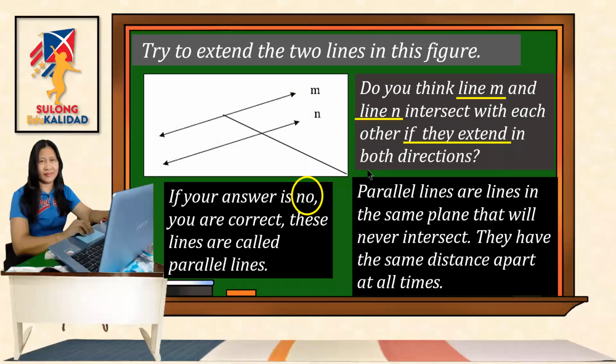What are parallel lines? Parallel lines are lines in the same plane that will never intersect. They have the same distance at all times. Ayun.